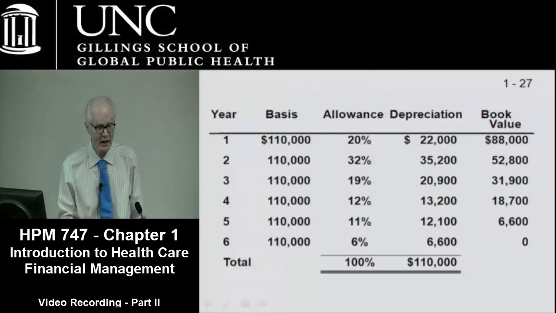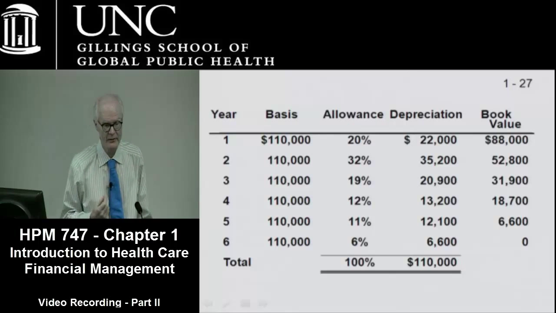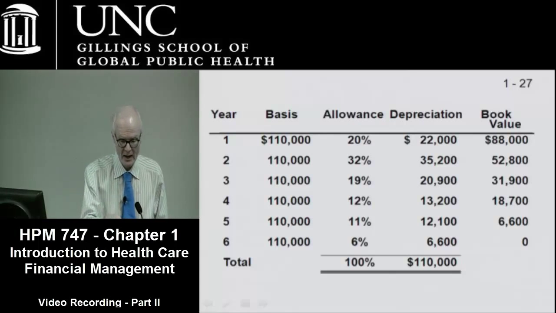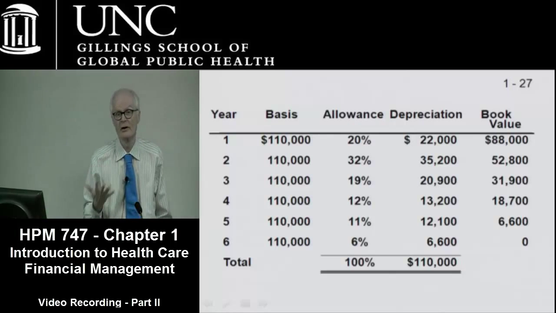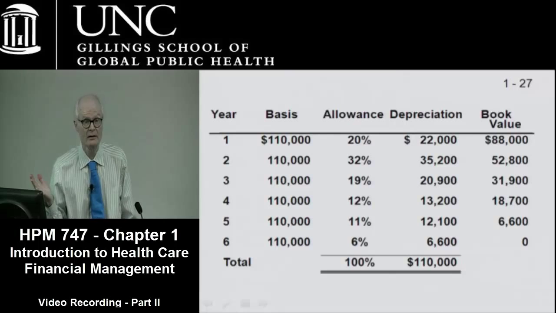At the beginning of the second year, 32% of the $110,000 is allowed, so that's $35,200. And again, the book value then falls to $52,800. You can see as it gradually goes down to the end of the 6th year where the book value is 0. So from the IRS perspective, you've written it off at the end of the 6th year.